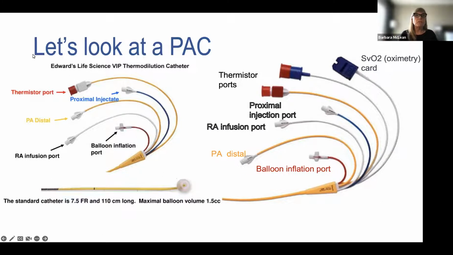This is a basic catheter. The basic catheter has an infusion port, the PA distal, the balloon port, the proximal injectate port. I hate those terms. This is the RA lumen. This is the PA lumen. This is the air lumen.